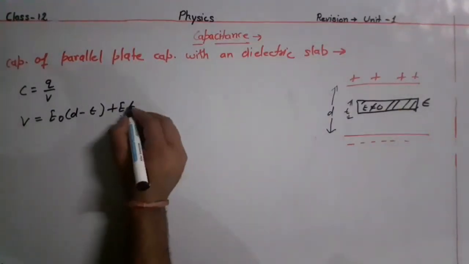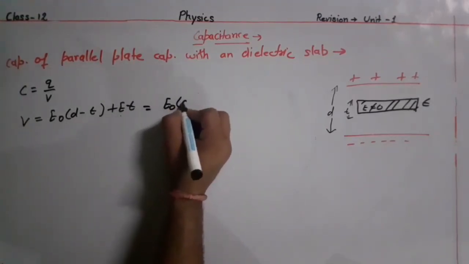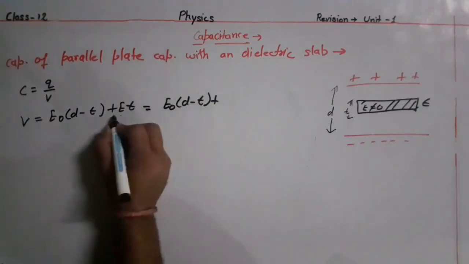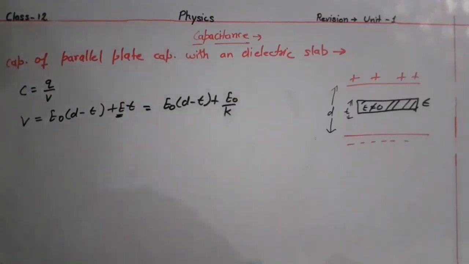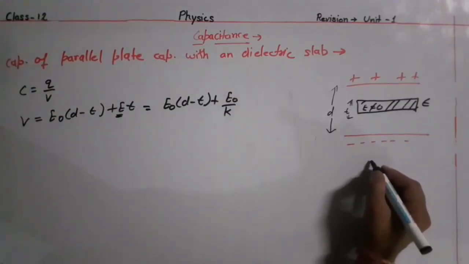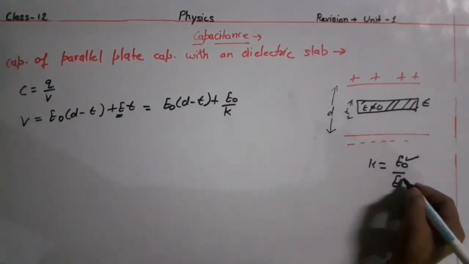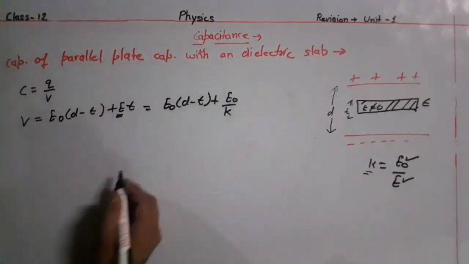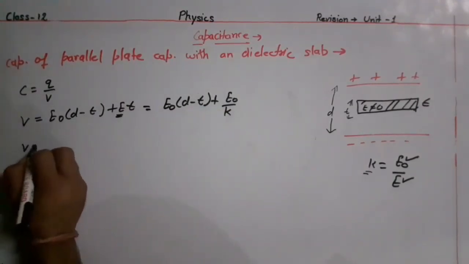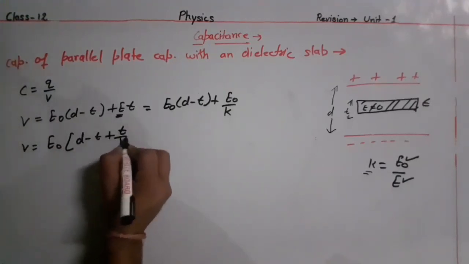Okay, let's rewrite this equation. We will get E naught into D minus T plus, if we convert this E in the form of E naught, we will get E naught by K. Why? Because K is equal to E naught by E. Applied electric field divided by reduced electric field is known as dielectric constant or K. So we can take E naught common. We will get D minus T plus T by K.